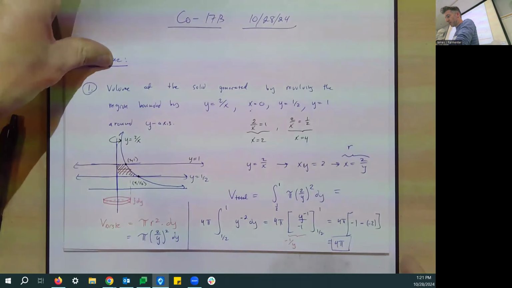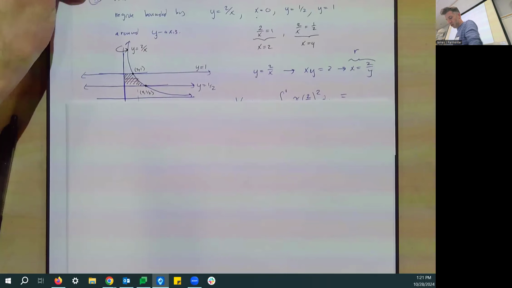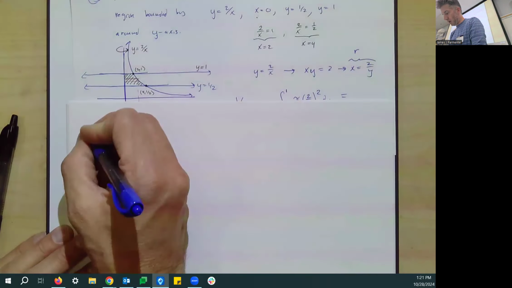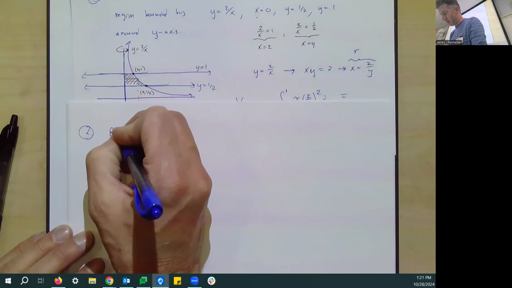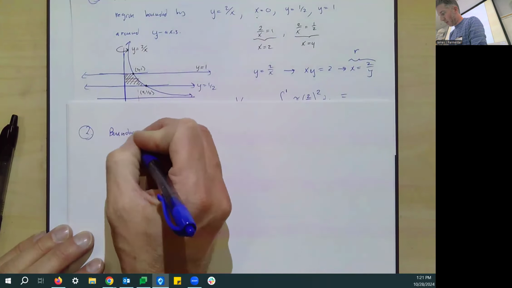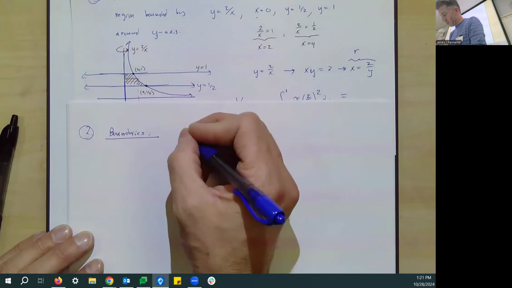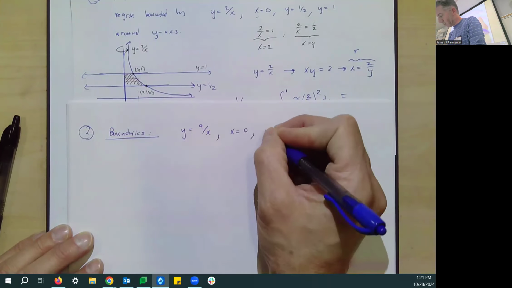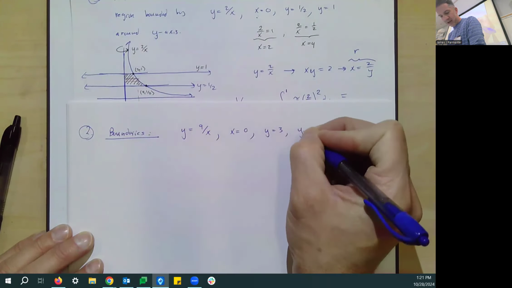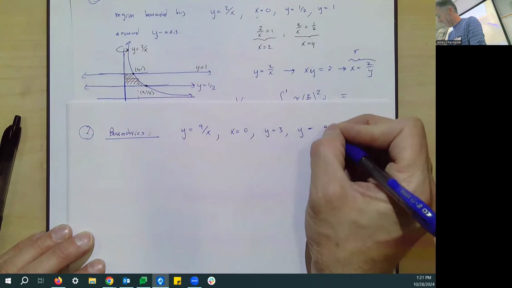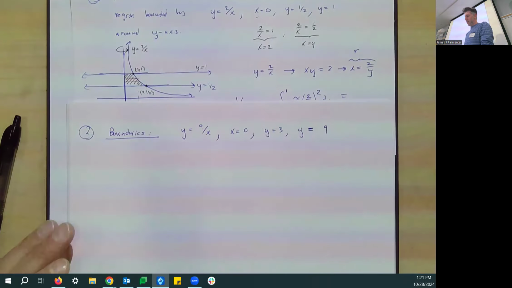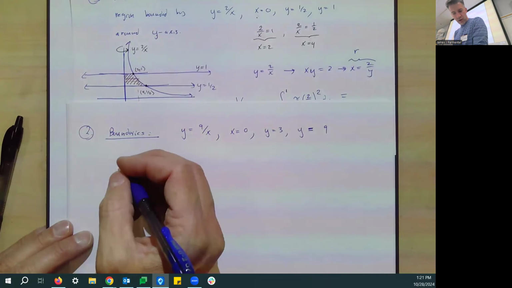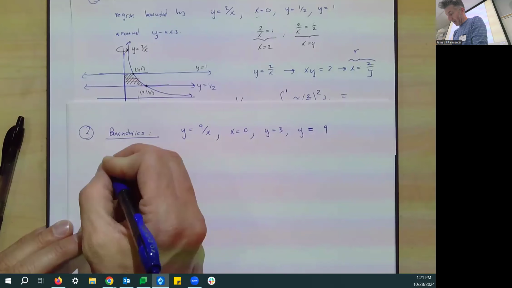Let's look at the next similar problem, but very different in execution. So I'm just going to write the bounds and the axis. So here are boundaries, sure, why not? Our boundaries are the functions y equal to 9 over x, x equal to 0, y equal to 3, and I'm going to pick y equal to 9. The problem said y equal to 8, but that's trash. Pick y equal to 9. And then we're going to go around the x-axis.